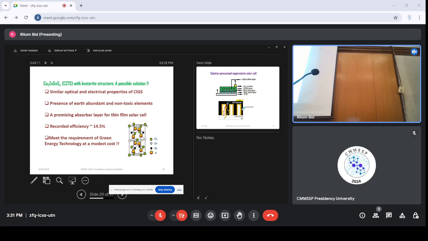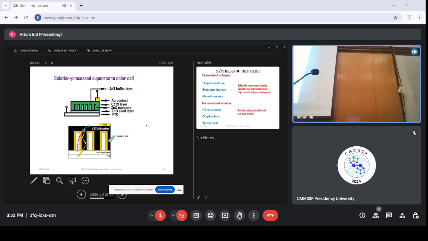So they have similar band gap and optical properties. Their presence of earth-abundant and non-toxic elements makes them most promising for solar cell applications. Their highest recorded efficiency is about 15%. This is the lab-scale efficiency, so the actual efficiency should be much less when you are using it in ambient conditions. So the question is whether the material is suitable for the requirement of green energy technology at a modest cost. This is our work.